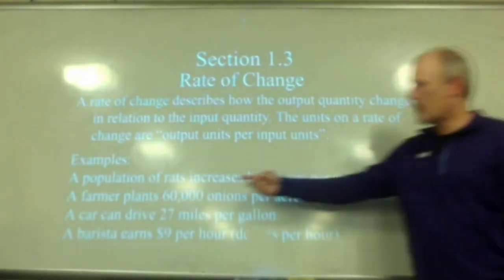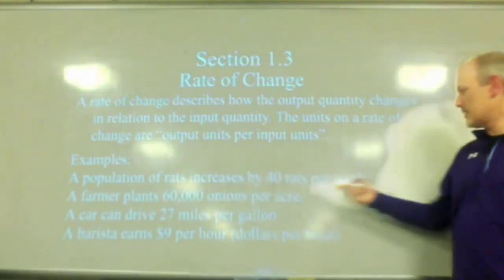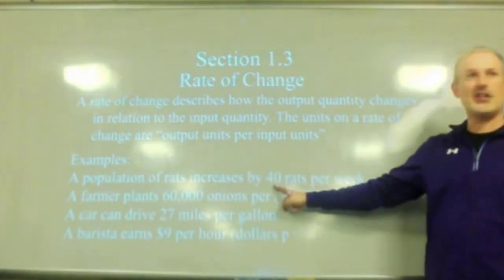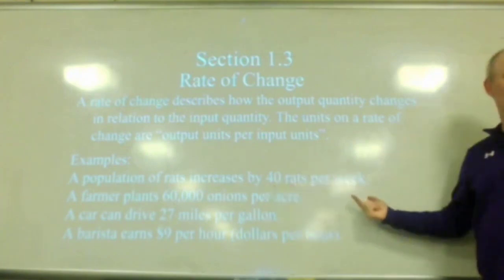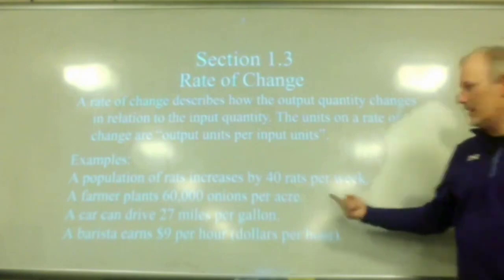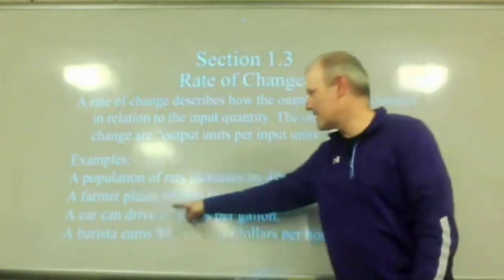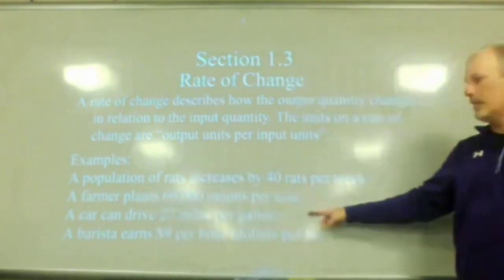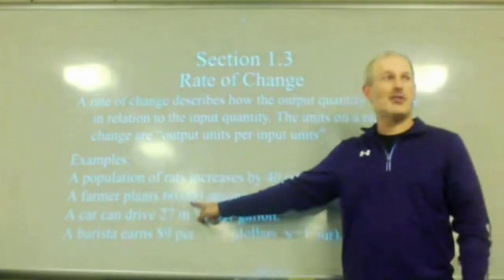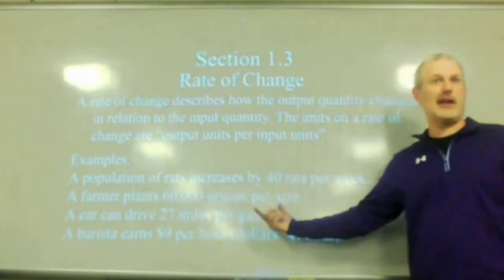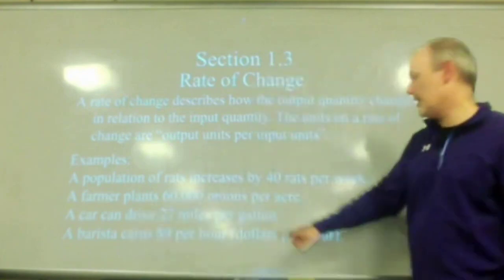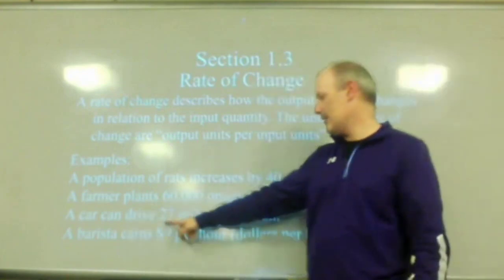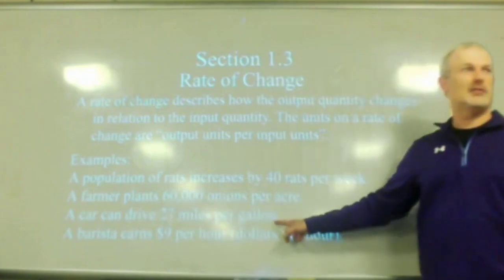A population of rats increases by 50 rats per week. So here's your rate of change, 50, and here's your units, rats per week. I hope that's not happening around here, but anyway. Okay, another one, a farmer plants 60,000 onions per acre. So 60,000 is your rate, and units are onions per acre. A car can drive 27 miles per gallon. The rate is 27. Miles per gallon is your unit.